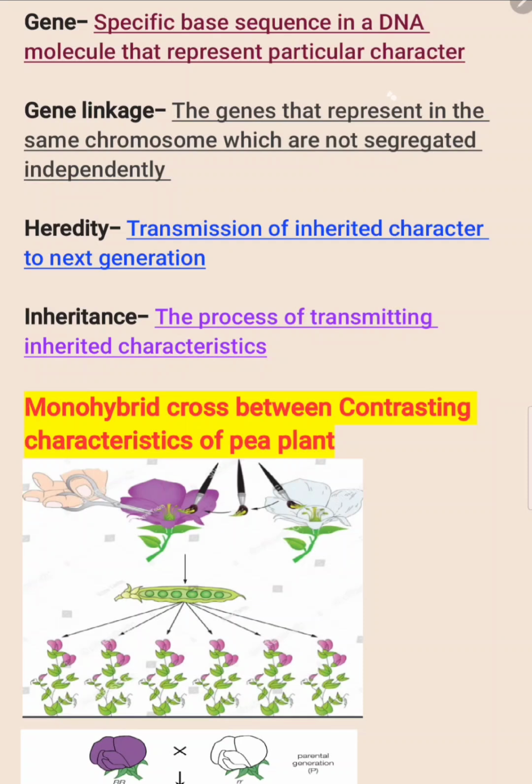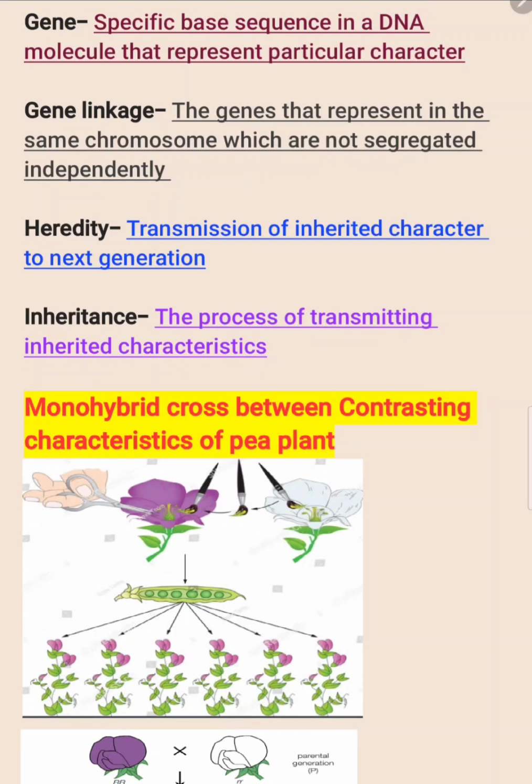You know that DNA are the molecules which store our genetic information. The genetic information is stored as a base sequence. They are called genes. Gene linkage: genes that are present on the same chromosome are not segregated independently.